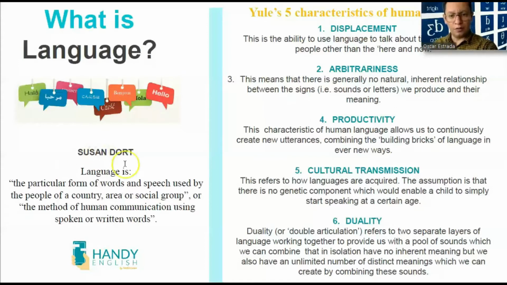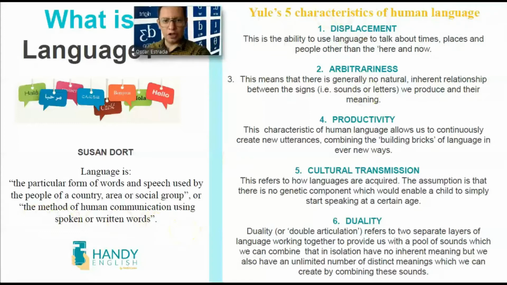Another definition also provided by Susan Dort is that language is the method of human communication using spoken or written words. Then we have a theorist named George Yule. George Yule states that there are 5 different characteristics in human language, which are displacement, arbitrariness, productivity, cultural transmission, and duality. These 5 characteristics of human language belong to all languages, not only to the English language. And which are these characteristics?